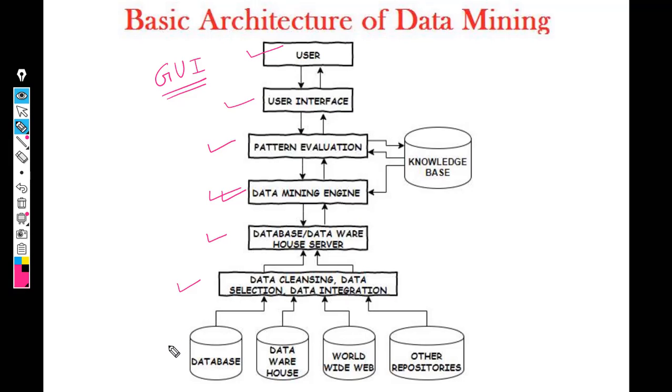So multiple data sources might be there. It might be a database, or a data warehouse, which contains multiple different heterogeneous types of databases in a single place. We may have the World Wide Web, and from some other repositories the data will be accessed, and the data will be cleaned, selected, and integrated. Then through the database and data warehouse server, the data will be made available to the data mining engine.